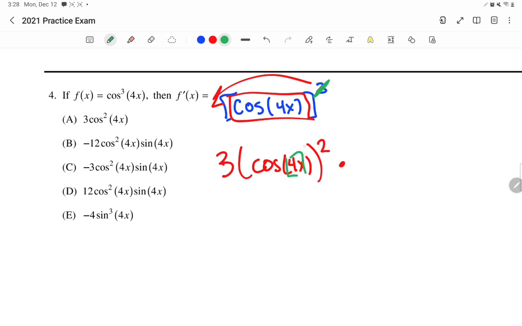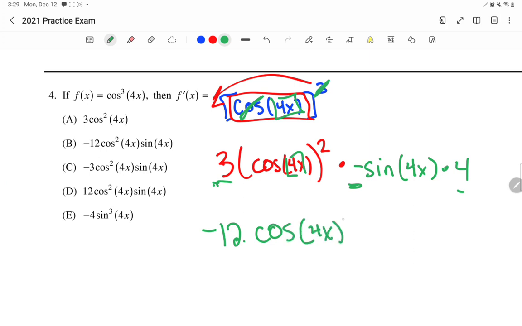Now we have cosine of box. So the derivative of cosine is negative sine of our box, right? And then finally we have times the derivative of the little box, so times 4. So I'm going to multiply 3, negative, and 4, put that in the front, so negative 12 cosine of 4x squared, I'm going to put the squared there, times sine of 4x. All right. And so that should match up with B.